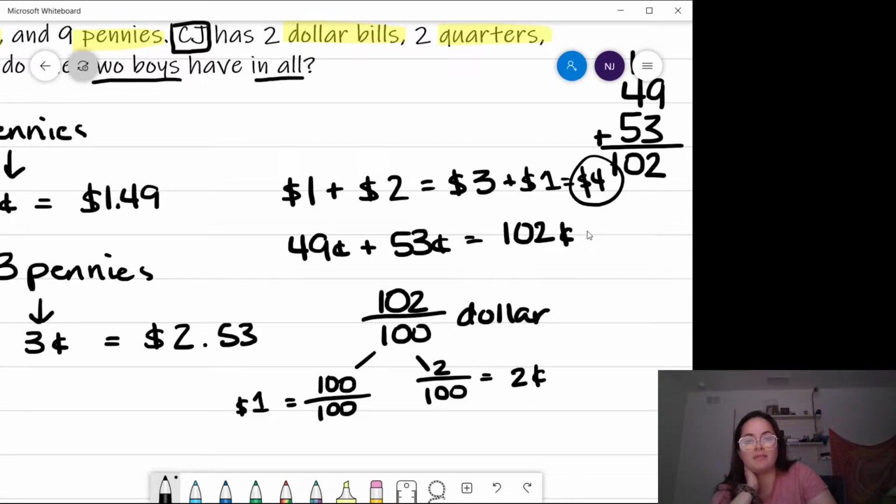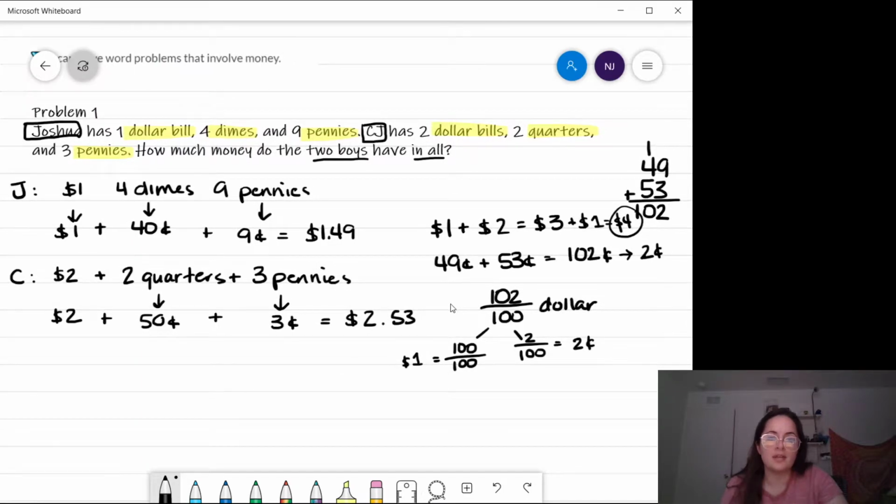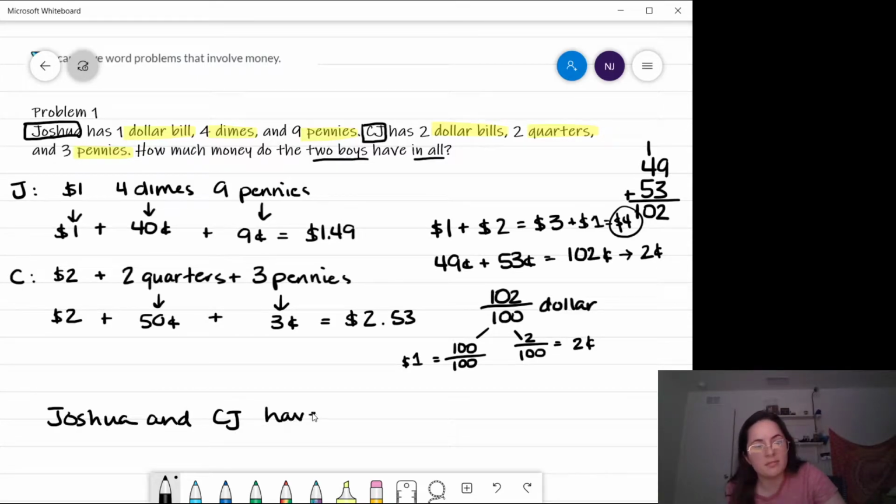So all that's left over from it is my 2 cents, because I took 100 cents of it and turned it into this dollar here. So what does that mean for our answer? That means that Joshua and CJ have $4.02 all together.